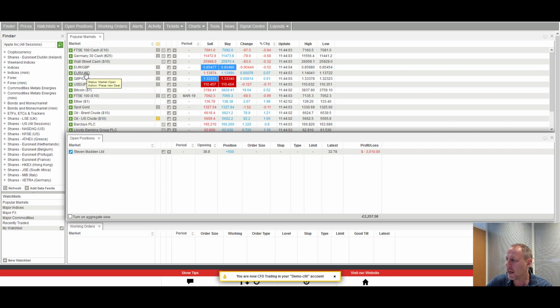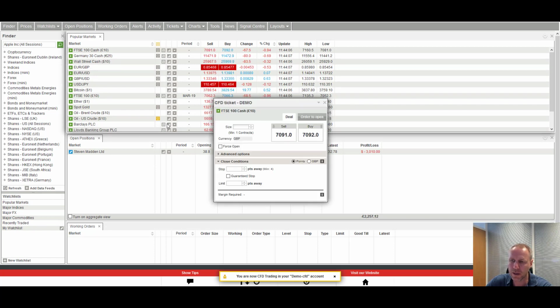Let's take a little look at the FTSE 100 cash and just show you the difference between the spread bet and the CFD, contract for difference. If I type in here 1, that is no longer £1 a point. That is now equal to £10 per point here. We are trading in contracts, all right?